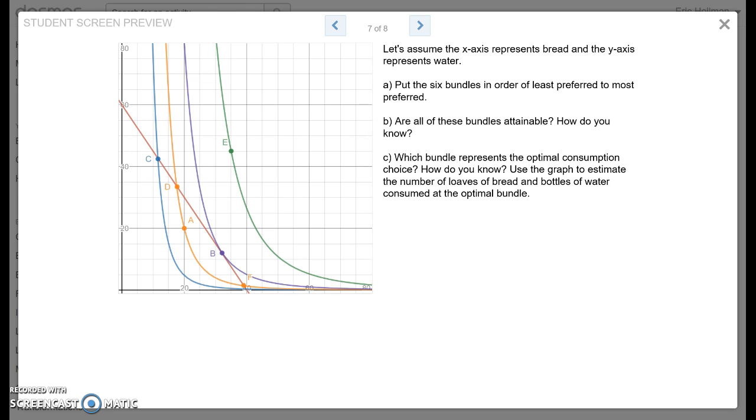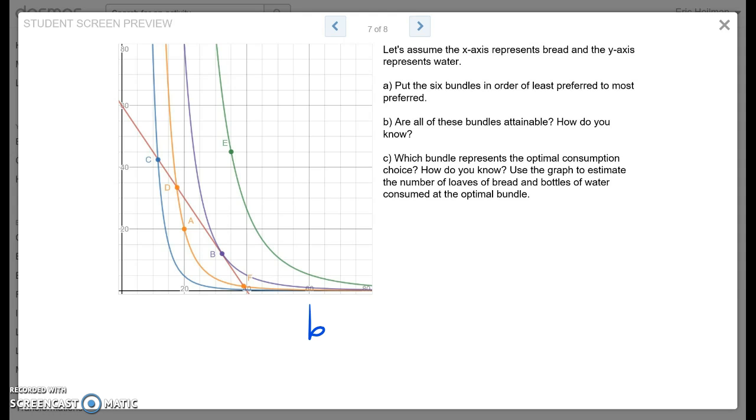Okay, so here's a little question for you all to do on your own. Let's assume that the x-axis represents bread and the y-axis represents water. Oh, Lord. You can see my struggle with these. The stylus is going to be an ongoing battle.